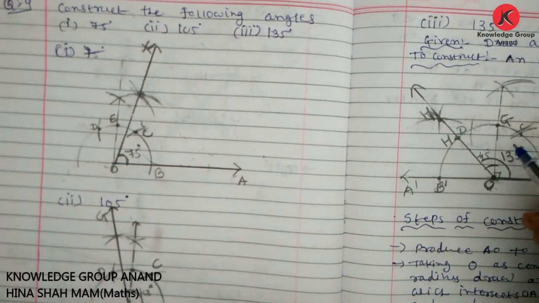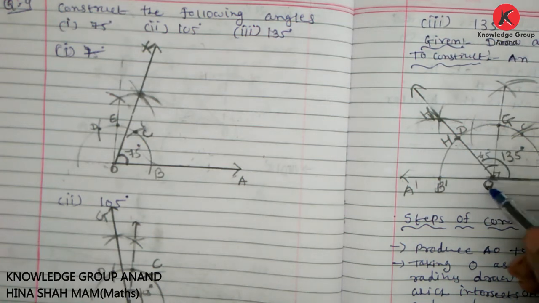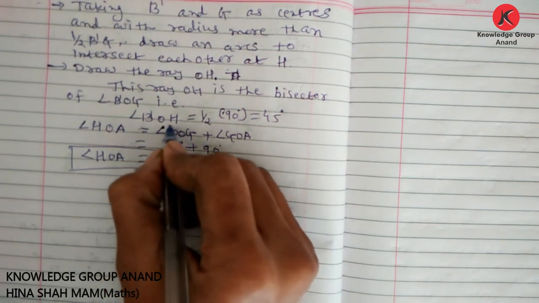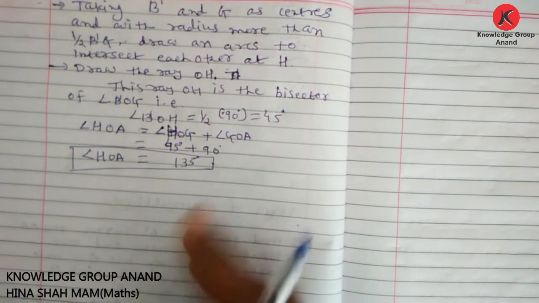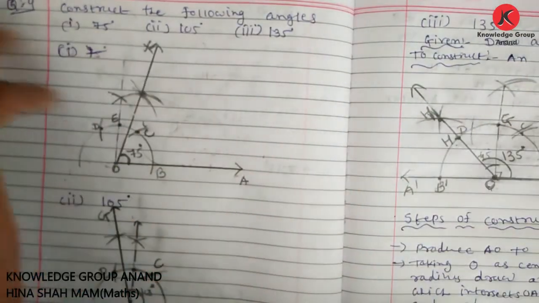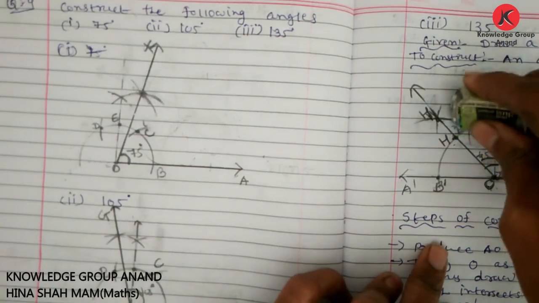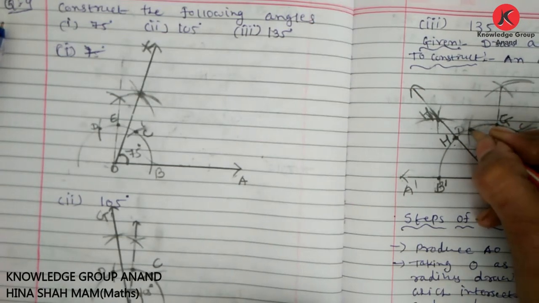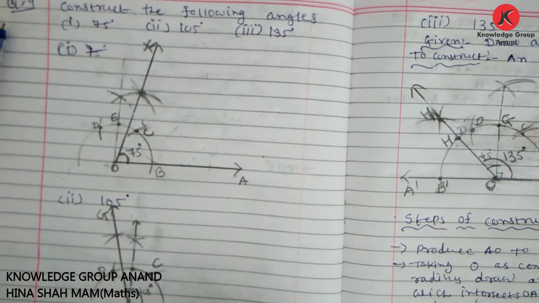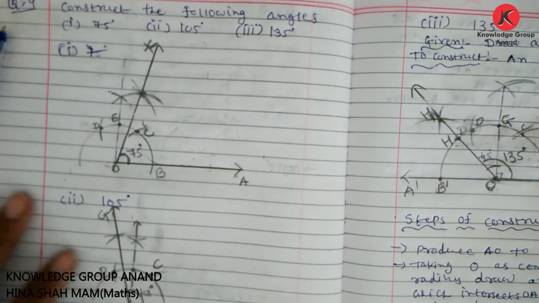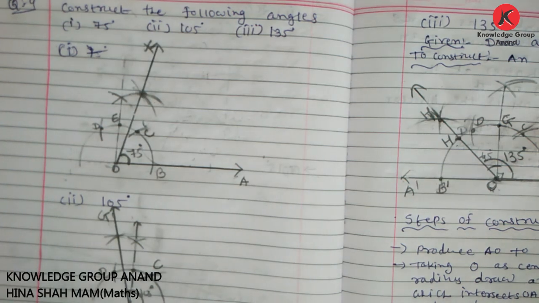Here it is HOG plus GOA. C, D, G, H. Here it is G.